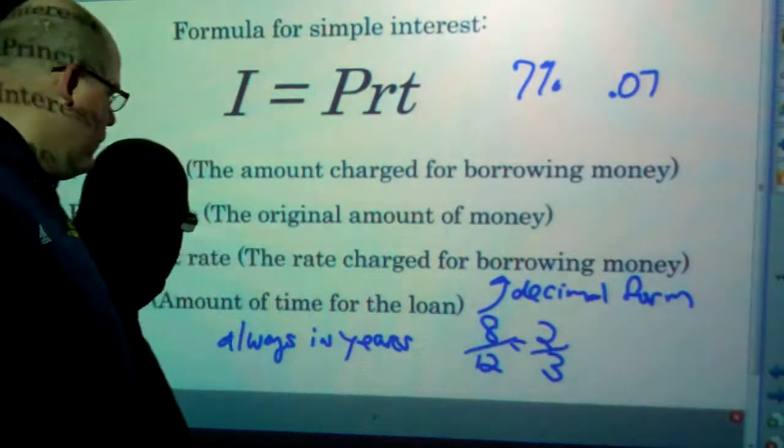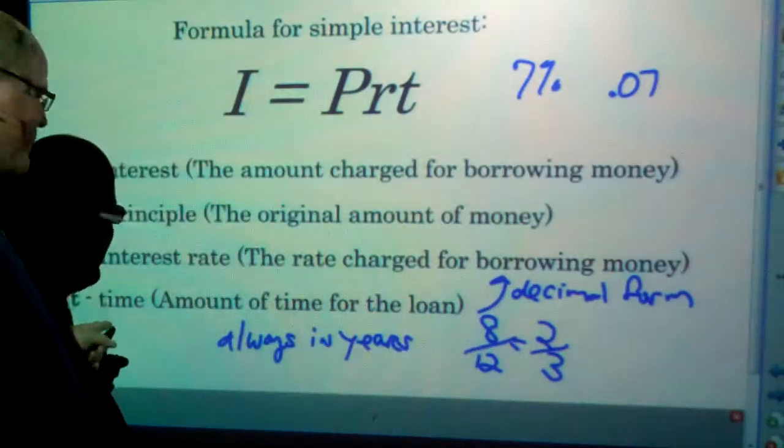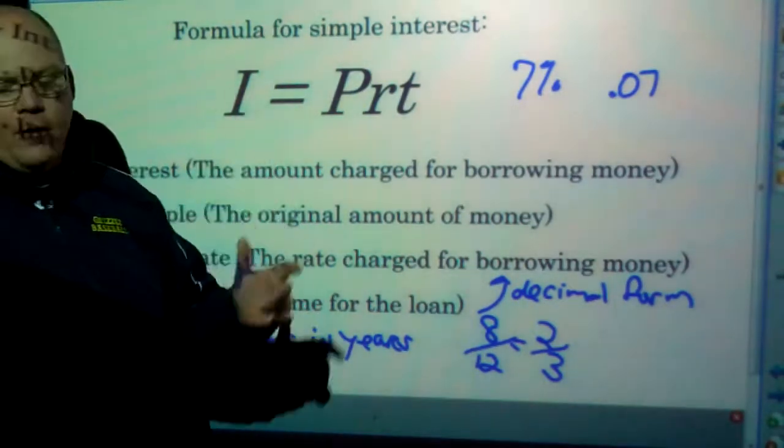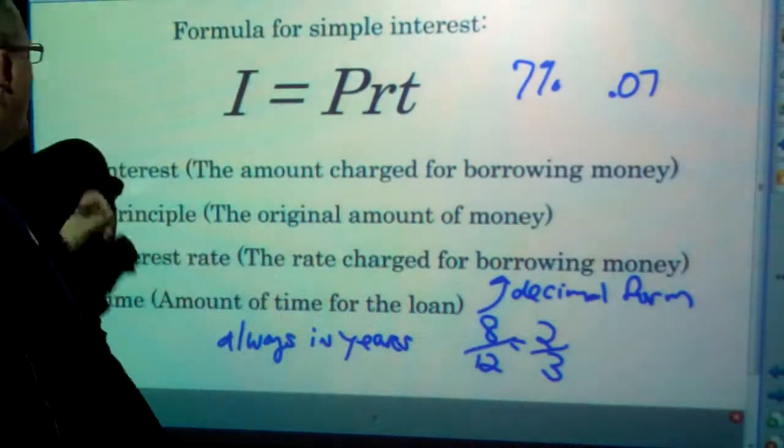All right. So make sure your interest rate is in the form of a decimal, and make sure that our time in our formula represents the amount of years, not months. All right. Let's look at a problem.